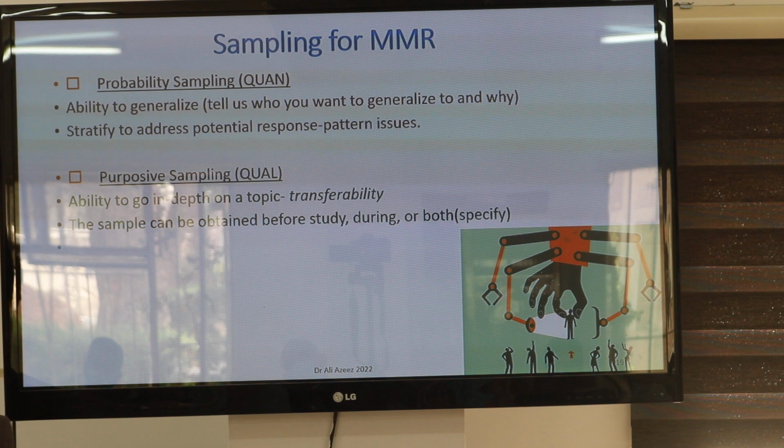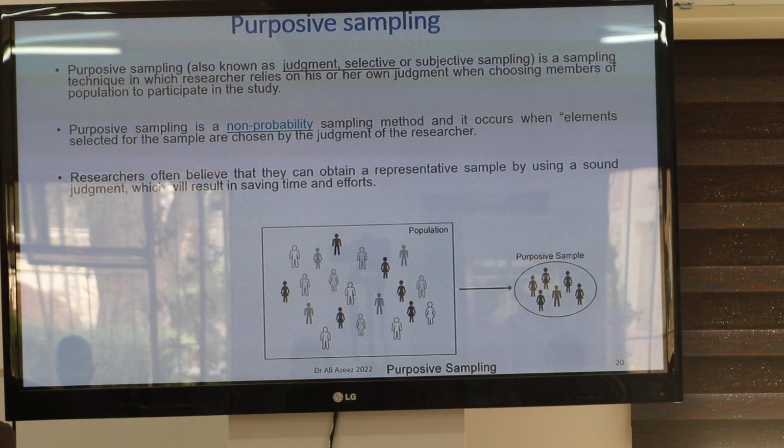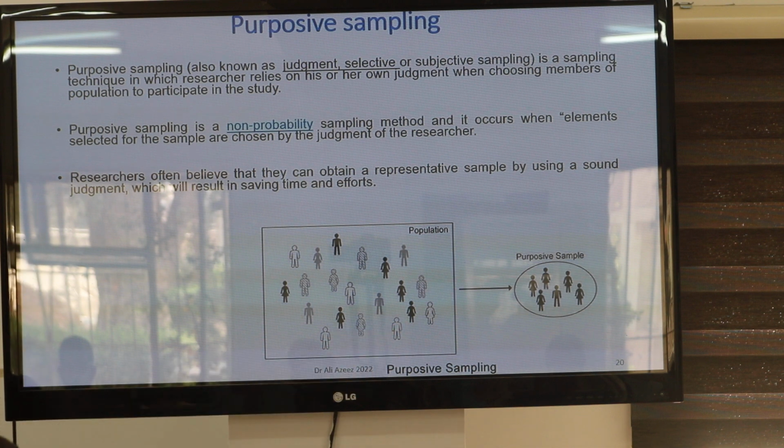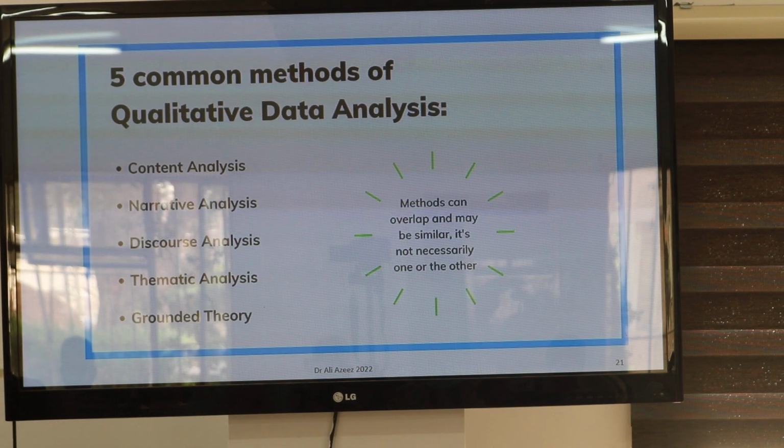So probability sampling is for quantitative. Purposive sampling is for qualitative, for its ability to go in depth and its topic transferability. We need to have the experience of this person, so we need to select this person purposefully. Again, purposive sample, those are women and people in the black color. We selected them. It's judgmental, it's selective, it's not probability sampling.